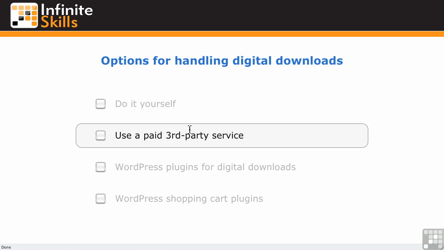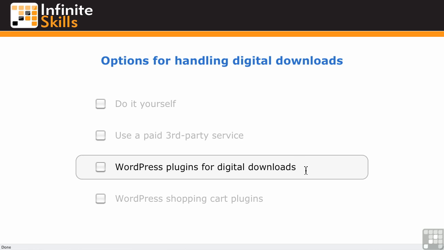There are third-party services, and we're going to talk a lot about these in another video. But these are pretty reasonable. Some of these are as low as $5 a month sometimes, depending on exactly what it is you're selling. And again, it gives you a lot more options. Yes, it controls the download, that's important, but as we'll see, there are plenty of other services that they offer as well that you can take advantage of. So that's a pretty good solution for a lot of people.